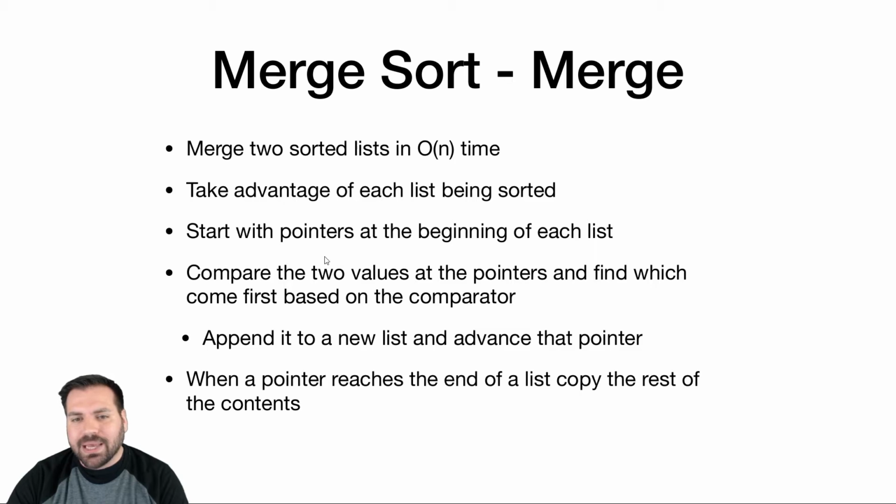So what we're going to do is start with a pointer pointing at the beginning of each of the 2 lists, each of the left and right lists. We're going to compare the two values being pointed at by those pointers, and whichever one comes first, we're going to copy that into an output list that we're building, and then advance that pointer. Once a pointer reaches the end of one of the lists, we're going to copy everything from the rest of the list over.